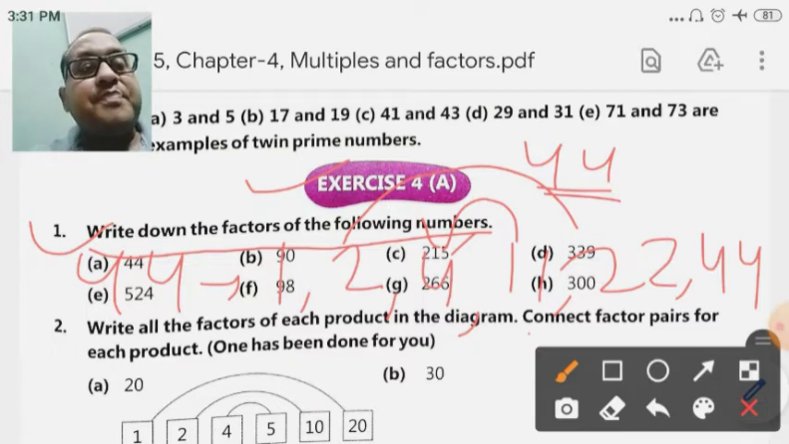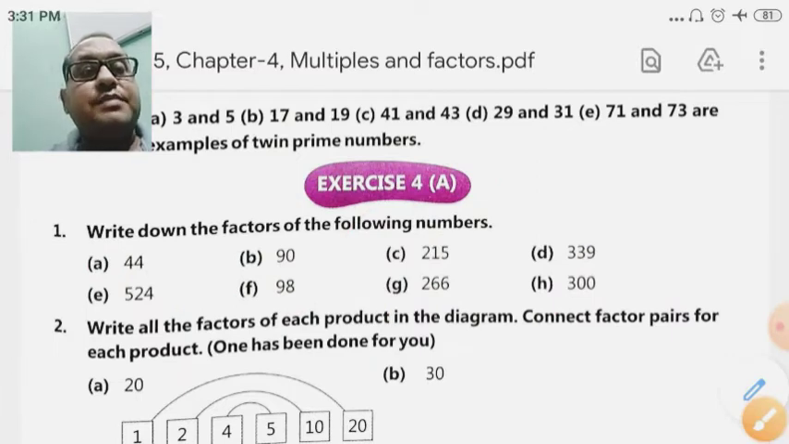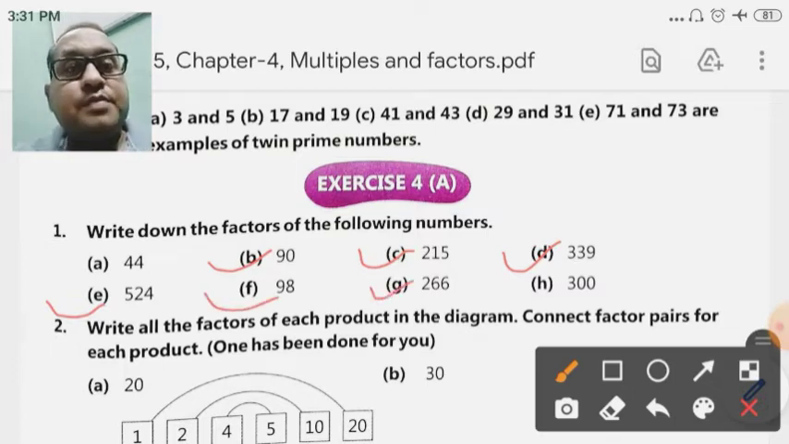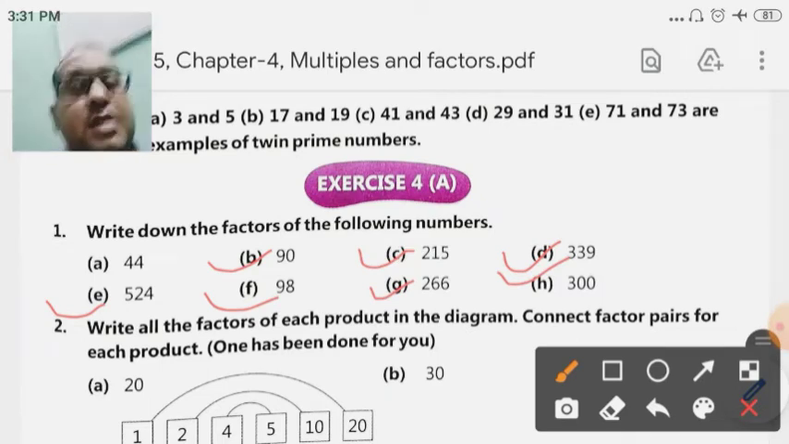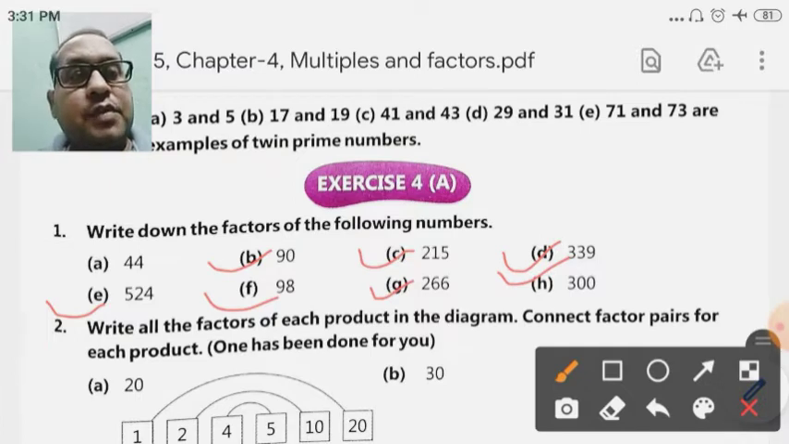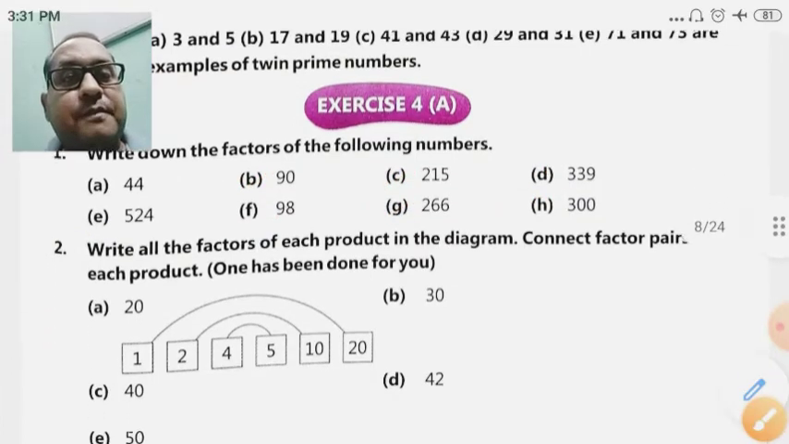In the same way, we can find the factors of 90, 215, 339, 524, 98, 266 and 300. In the same way, we can easily find all the factors of the given numbers. It is very easy. So we can move to the next question.